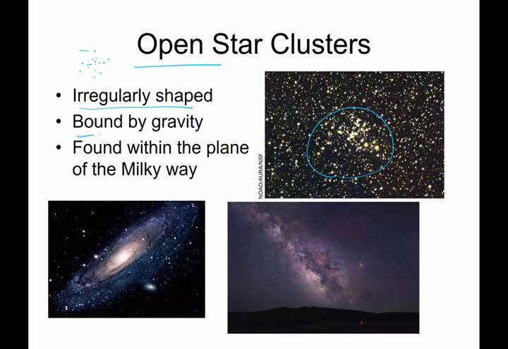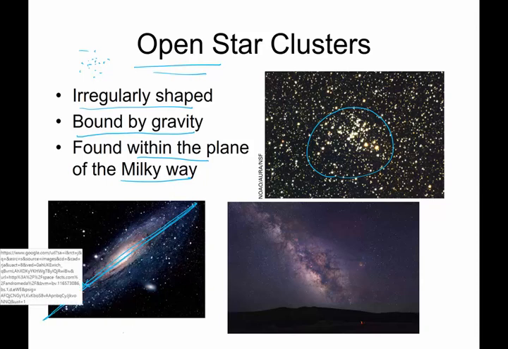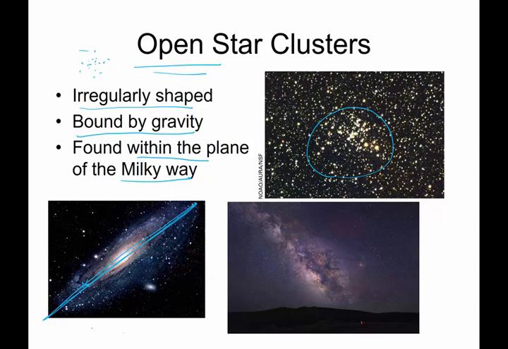They are bound together by a mutual attraction of gravity, and they are usually found within the plane of the Milky Way. And here's what I mean. If the Earth is, and we're about two-thirds of the way out on one arm of the Milky Way galaxy, when we look back at the Milky Way, open star clusters tend to be in the plane of the Milky Way. They are our neighbors that are residents of the Milky Way.